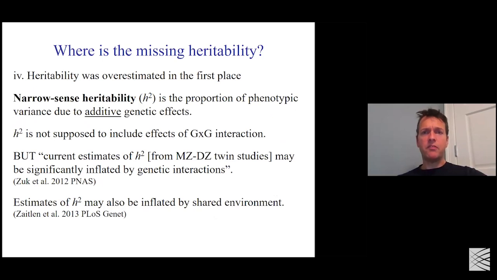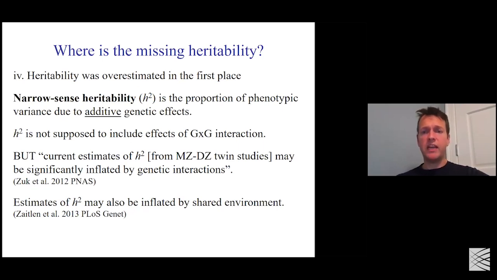And then finally, the fourth explanation that I wanted to talk about is the possibility that narrow sense heritability was overestimated in the first place. I already alluded earlier in this talk to the possibility that estimates of narrow sense heritability might be inflated due to shared environment. And there are some other complicated explanations whereby if you have G by G interaction, which is not supposed to be included in estimates of narrow sense heritability, which is defined as including only additive effects and not G by G interaction effects, then according to Zook et al.